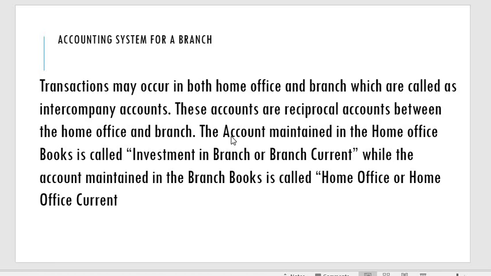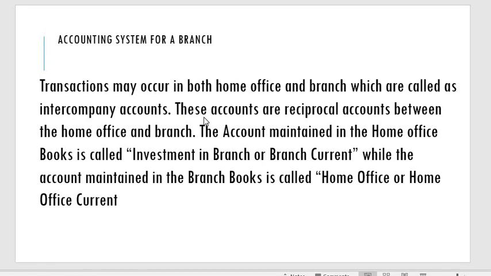So there are transactions that are internal and external, meaning to say, transactions ni branch sa other parties, but also there are transactions ni branch with the home office. So transactions may occur in both the home office and the branch, which are called intercompany accounts, or intercompany transactions. So these accounts are reciprocal accounts between the home office and the branch. So we'll discuss na the reciprocal accounts.